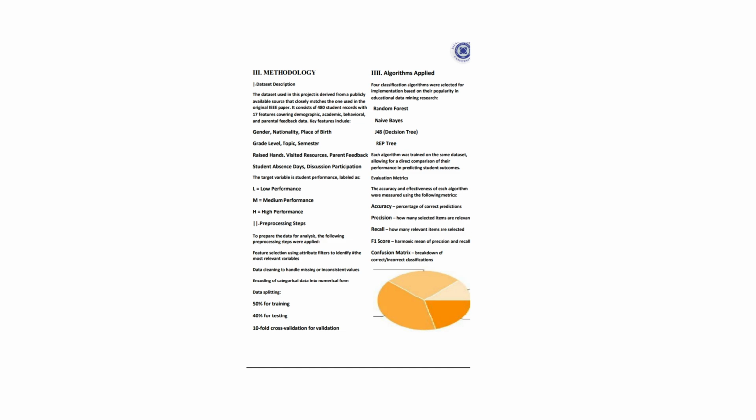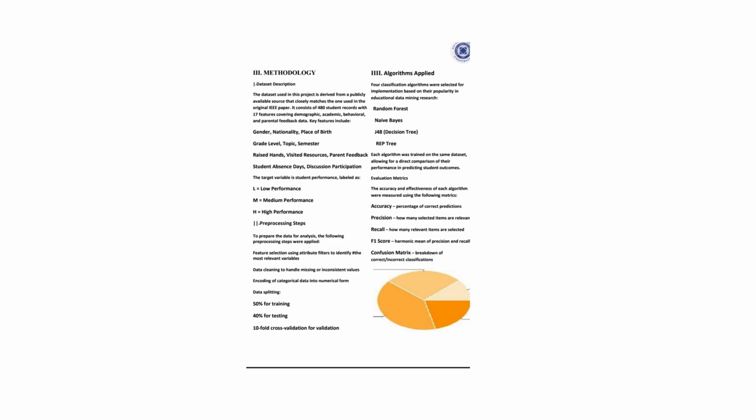And also the methodology. This part of the project explains the dataset and the machine learning models. I use a dataset that includes 480 student records with 17 features like gender, nationality, absences, and so on. The goal of the project is to predict student performance level: low, middle, and high.